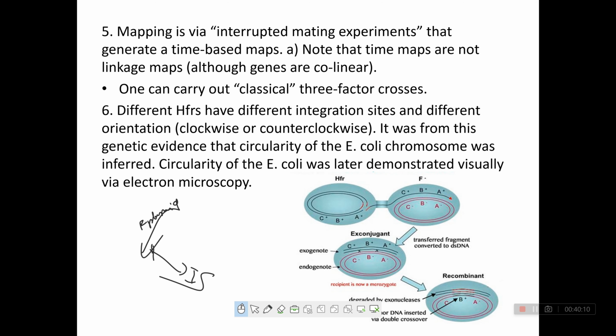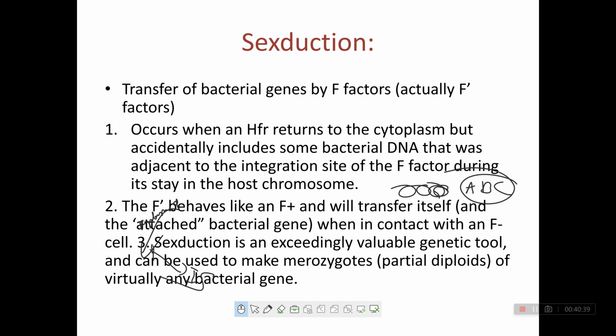Next, how does the mapping take place? Already I told you, mapping takes place according to which gene transfers first. Suppose this is the HFR, this is F minus, and this is A plus gene, B plus gene, C plus gene. The A plus gene will go first, then B, then C. This is gene mapping.